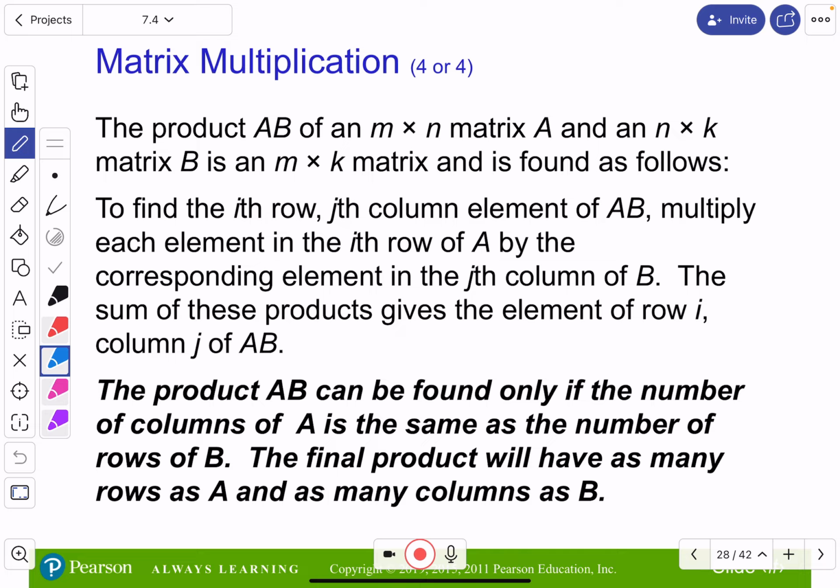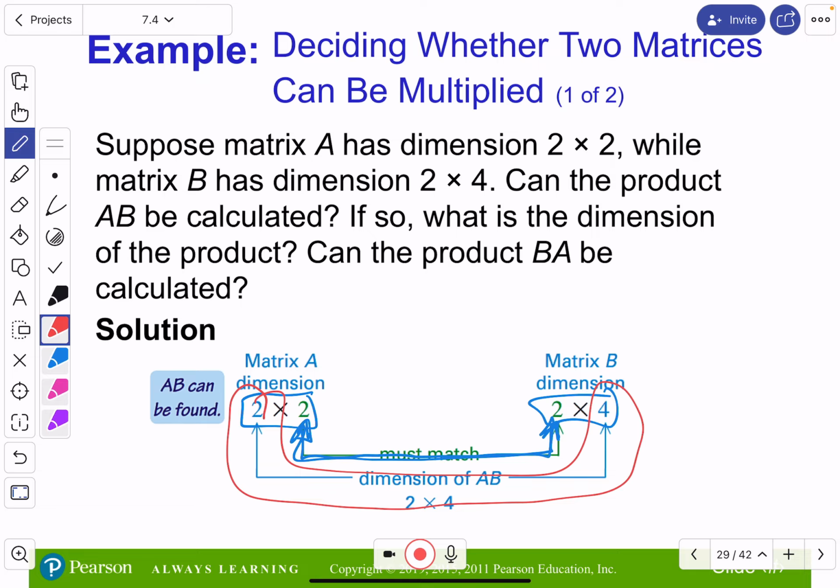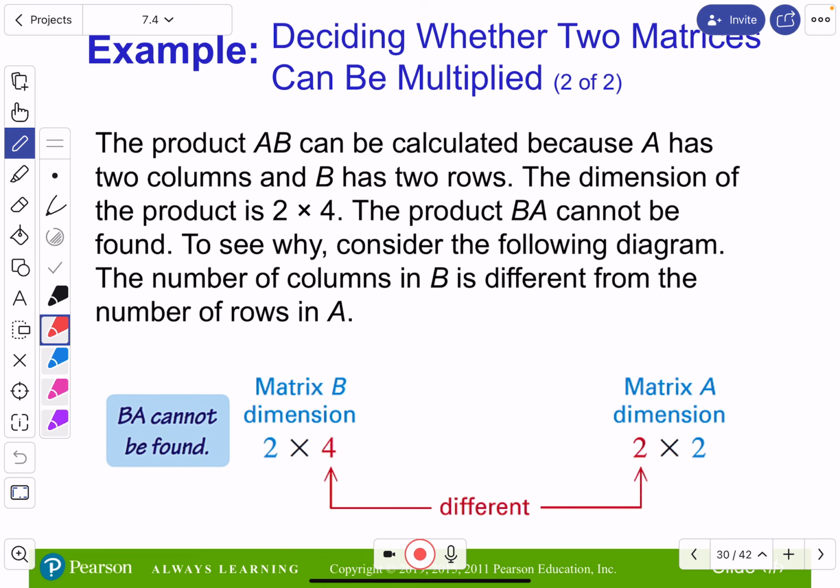To do this out, you can only multiply if the number of columns of A is the same as the number of rows of B. So for example, if you have a 2 by 2 and a 2 by 4, these inside numbers have to be the same. If they're not the same, you can't multiply. Your answer is going to have the outside numbers. These are different, so we can't multiply it when reversed. We can only go in that one direction.